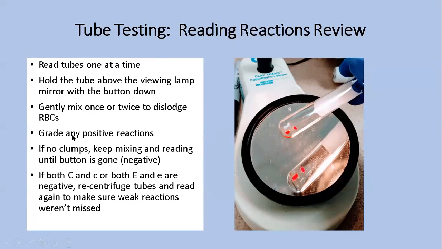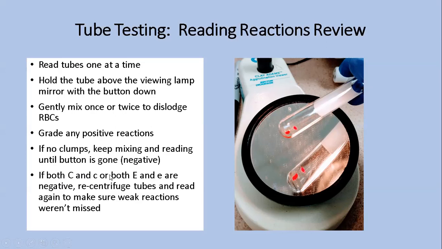So as you're reading, you want to grade any positive reactions. If there's no clumps, keep mixing and reading until the button is completely gone, and record as negative. And once again, as mentioned on a previous slide, if both the big C and the little c are negative, or both the big E and the little e are negative, this would be extremely rare.